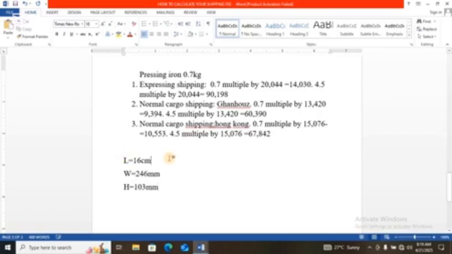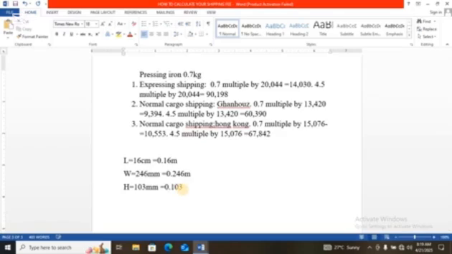Now you need to convert it to centimeter or millimeter for you to be able to do that. So you could just add 0.16 m. In this one you just add equals to 0.246 m, and then this one you add equals to 0.103. Now you've gotten the dimension.